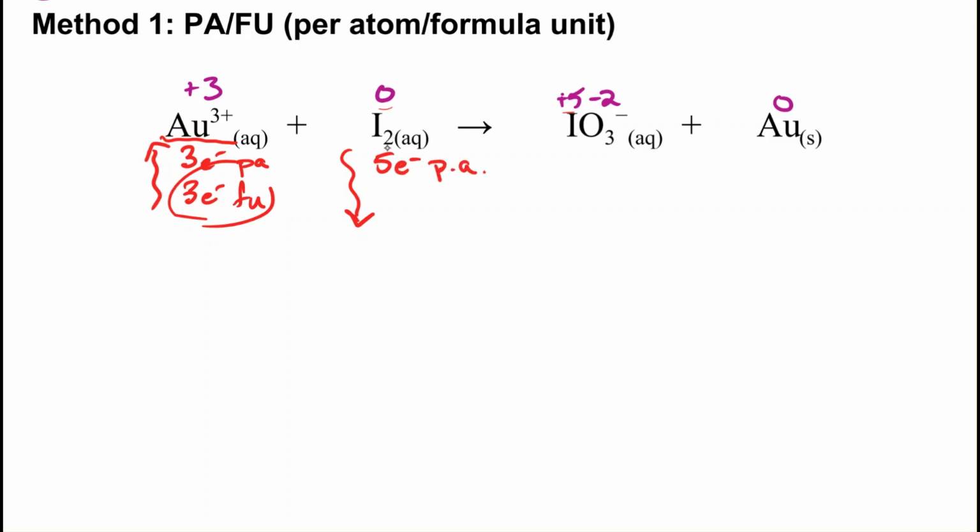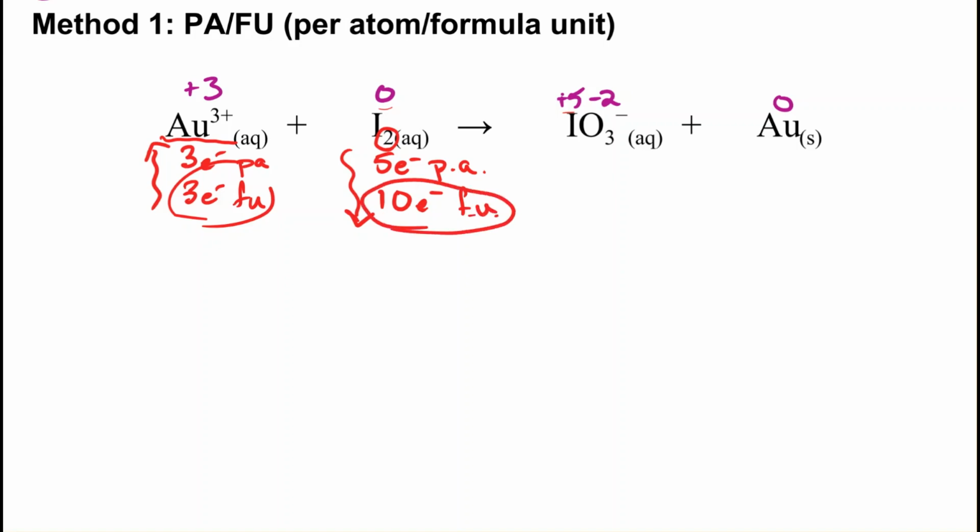And because there's 2 iodine atoms in the entire formula unit, we need to multiply this number by 2. So there's 10 electrons. This whole substance, because each iodine loses 5 electrons, that means the whole entire substance loses 10 electrons. 10 electrons in the formula unit. And that's what we care about.